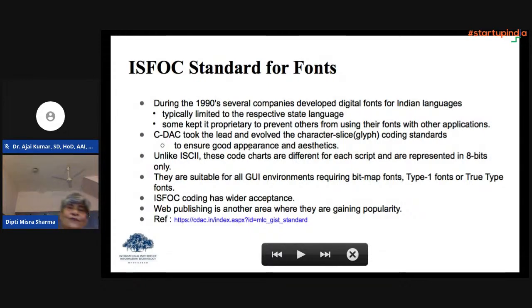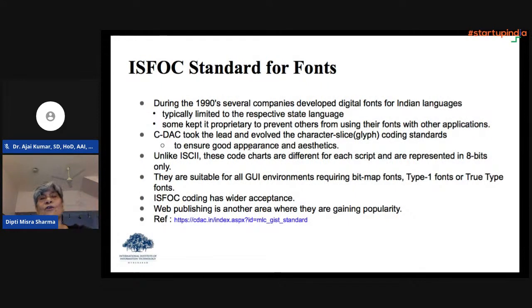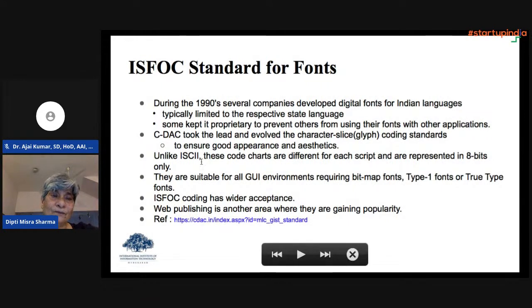I mean, these are some of the things that matter with fonts. You want whatever you have written to look good. So this work also is now available. So SFOC coding has wider acceptance, and web publishing is another area where this is now gaining popularity.